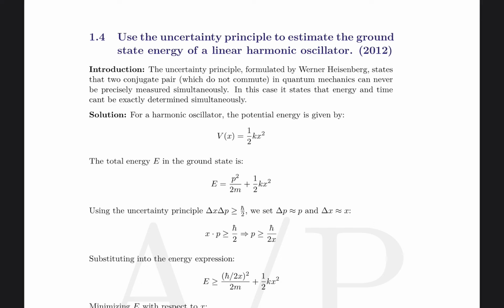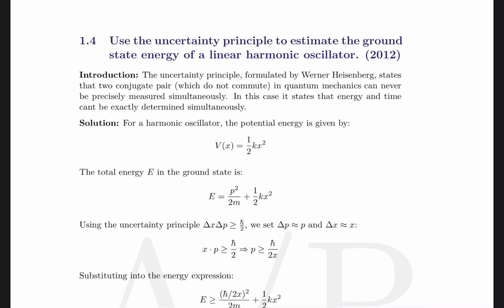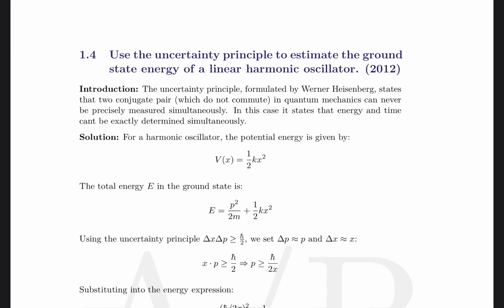Okay, let's come to the fourth question. Now this is a question from the year 2012. Let's read it: use the uncertainty principle to estimate the ground state energy of a linear harmonic oscillator. Now see, the earlier question was to find out the size and energy of the hydrogen atom. Now here it is asking about a linear harmonic oscillator. The system has changed, but the core principle still remains the same. We have to find out the ground state energy using the uncertainty principle. So both the questions are similar, but now I will show you the change in the introduction.